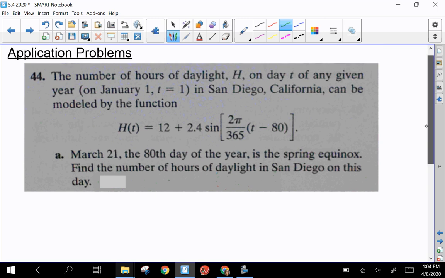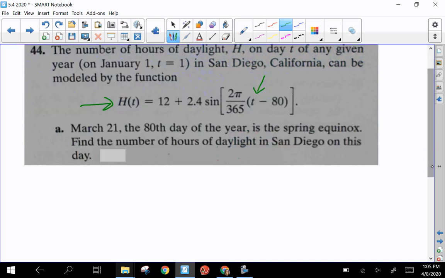I'm going to do number 44 from the textbook. It says the number of hours of daylight H on day T of any given year. And then they're telling us that on January 1st, T equals 1. So at T equals 1 is the start of a new year. This is in San Diego, California, and it can be modeled by this function. So this equation tells us the number of hours of daylight on a particular day. Input is number of day. Output is going to be hours of sunlight.